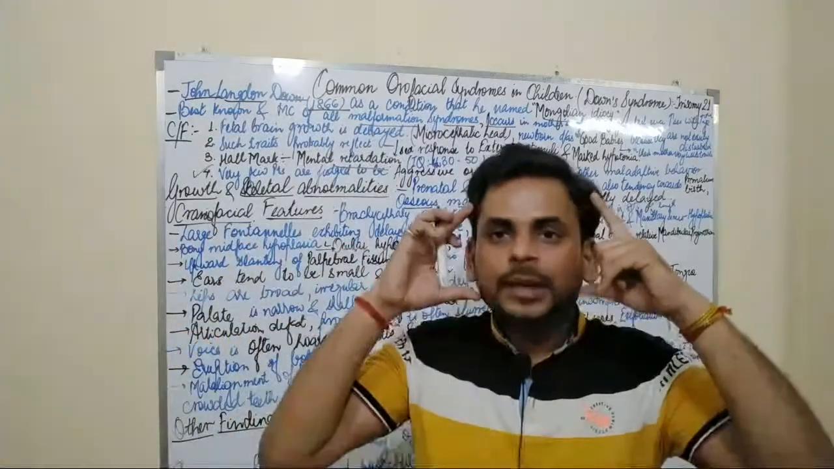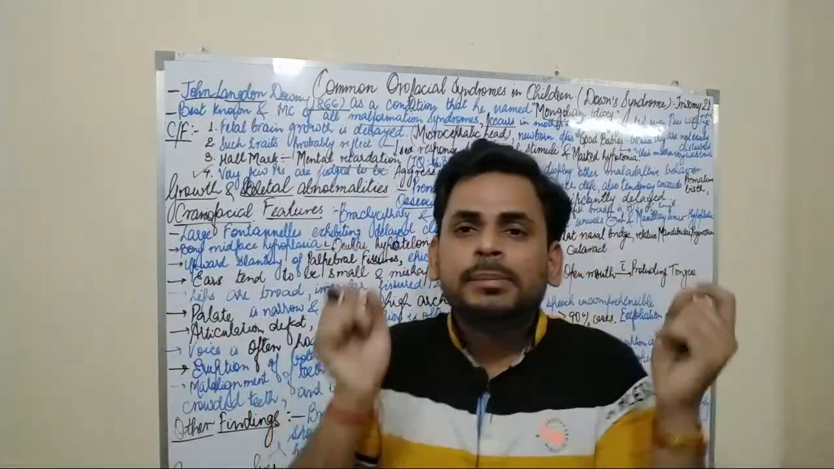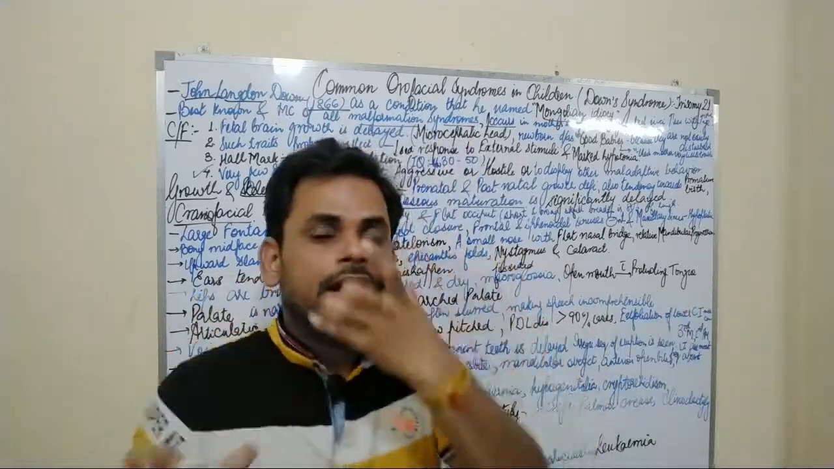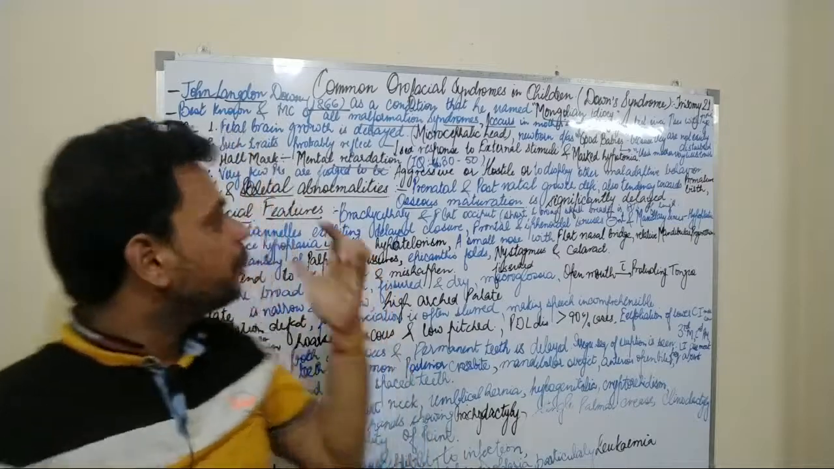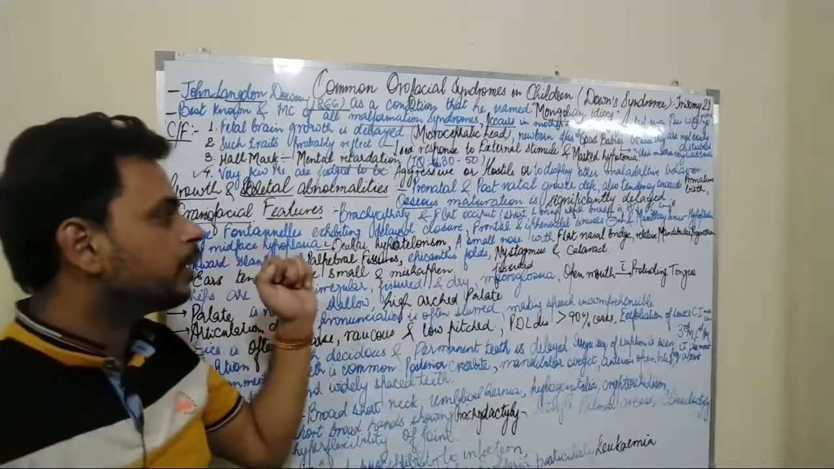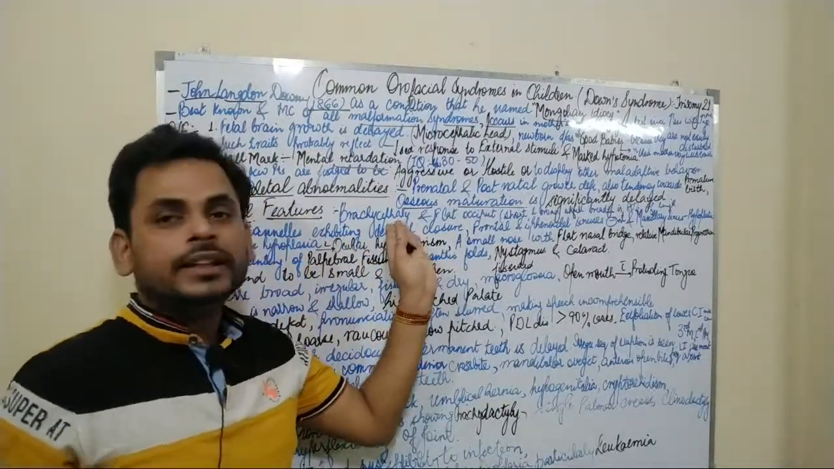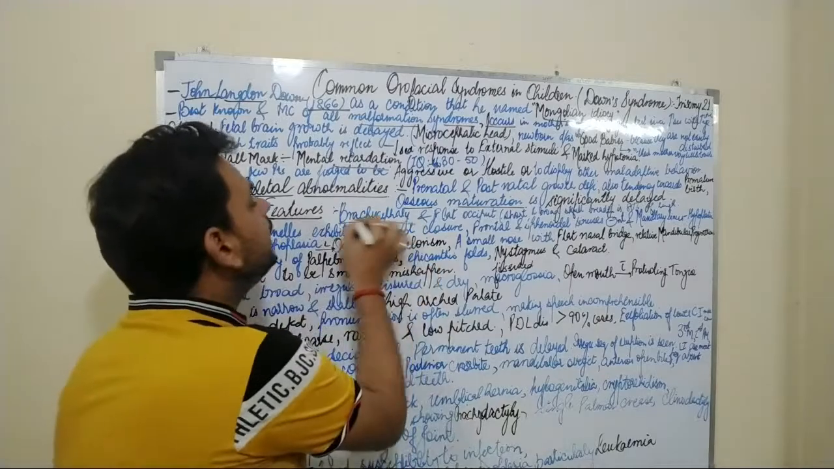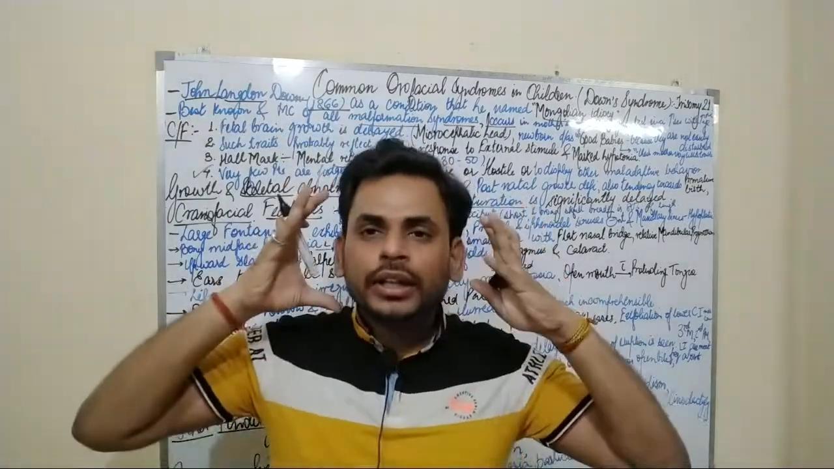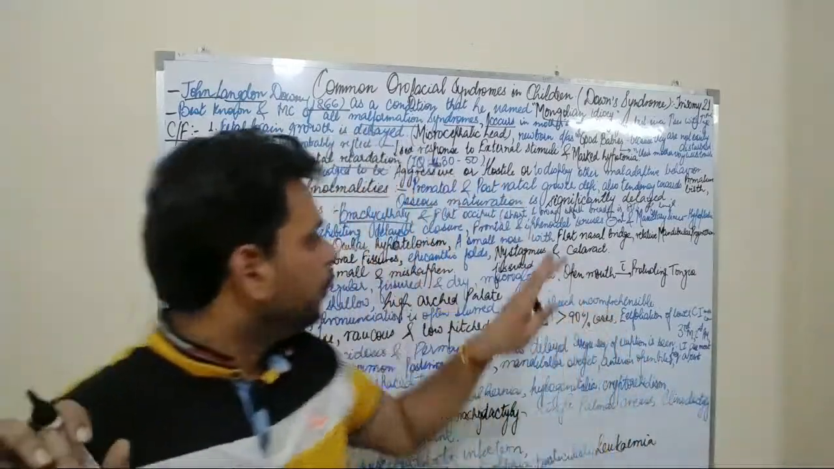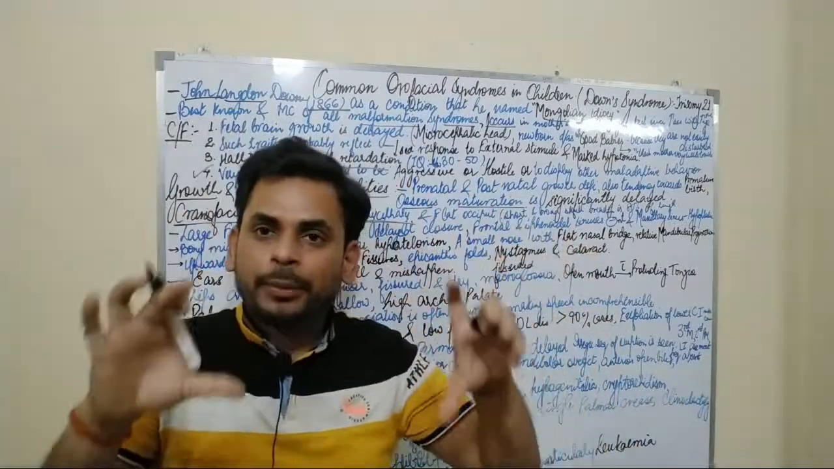Now, I'll be focusing on the typical craniofacial features, involving the cranium of the brain as well as the facial skeleton. So what are the craniofacial features that are mostly seen? Such children are going to have brachycephaly, meaning they have a short and broad skull. What kind of skull? Short and broad skull.